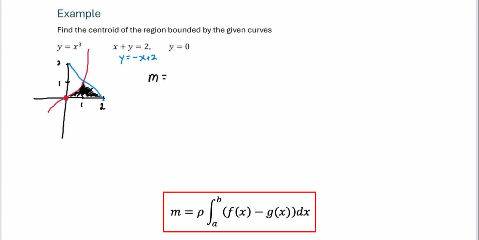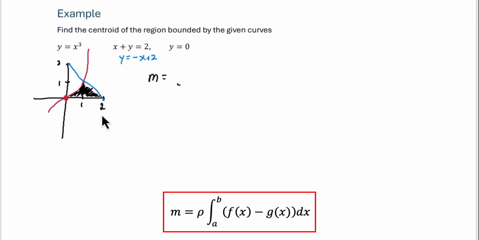Rho, again, we will say is 1. We are assuming it has a uniform density. And I want to keep this in terms of x. So that means I'm going to have to split this up into 2 separate integrals. We'll look at the area from 0 to 1 and then the area from 1 to 2.